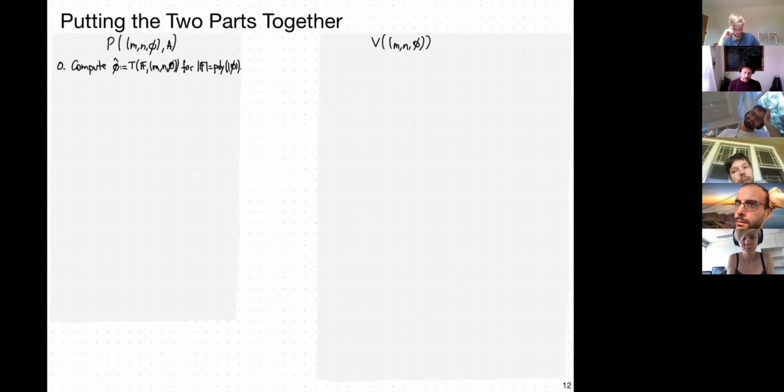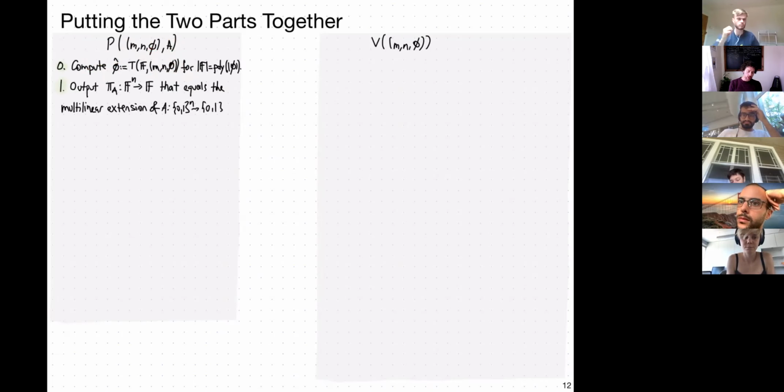So let's see what the protocol is doing. We start by computing the arithmetization of the formula. We still have a formula. We compute the arithmetization of it, and then we output pi of a, which would be the multilinear extension of the assignment a.